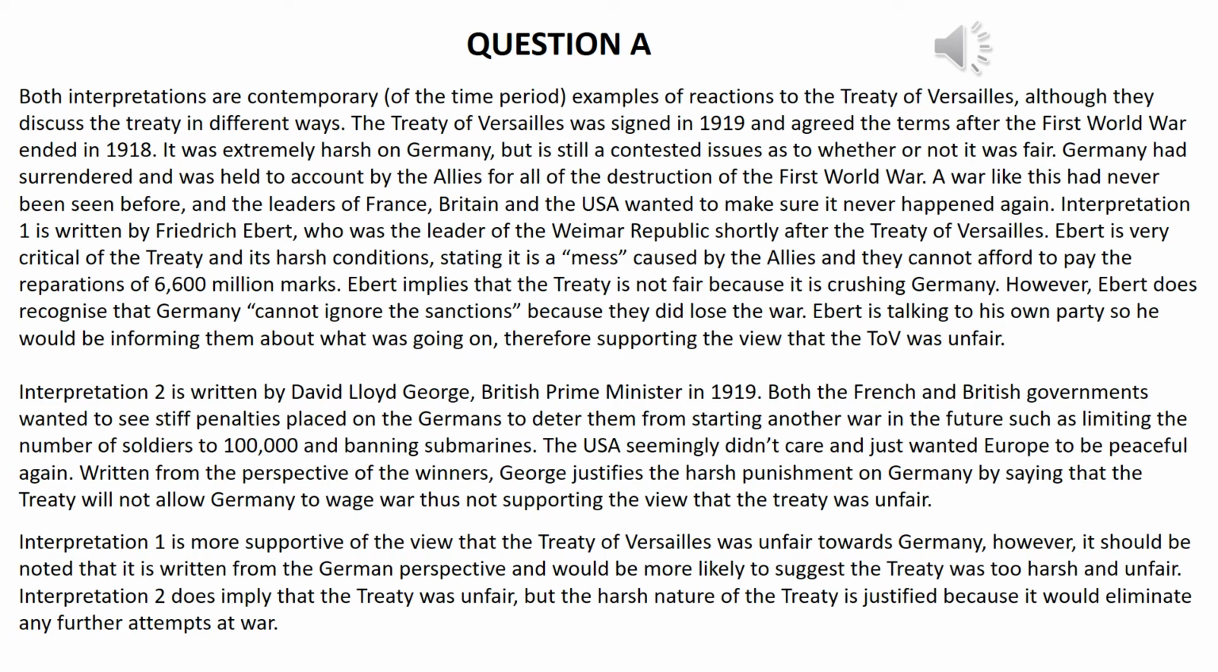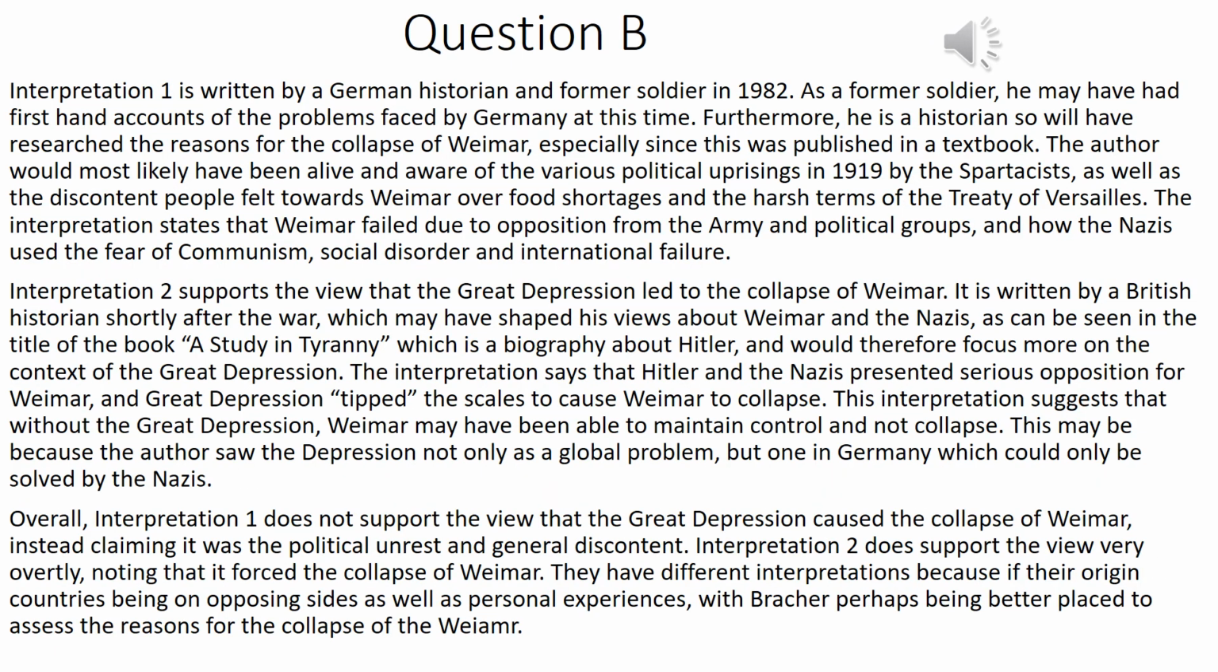Interpretation 2 does imply that the treaty was unfair, but the harsh nature of the treaty is justified because it would eliminate any further attempts at war. Interpretation 1 is written by a German historian and former soldier in 1982. As a former soldier, he may have had first-hand accounts of the problems faced by Germany at this time.